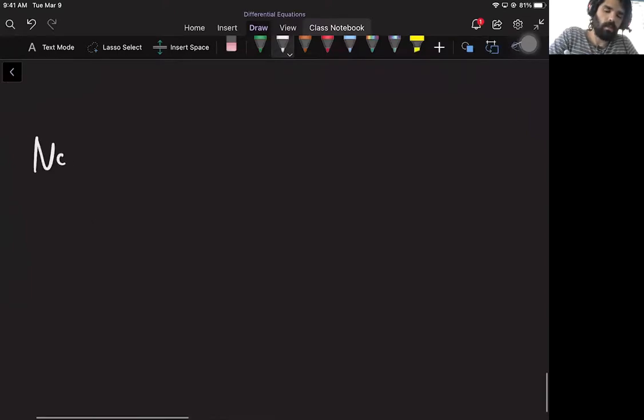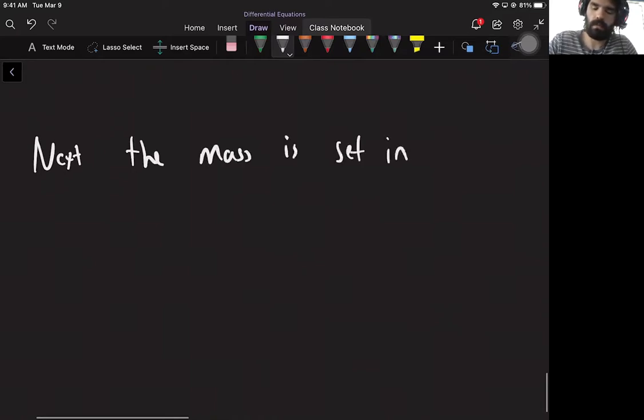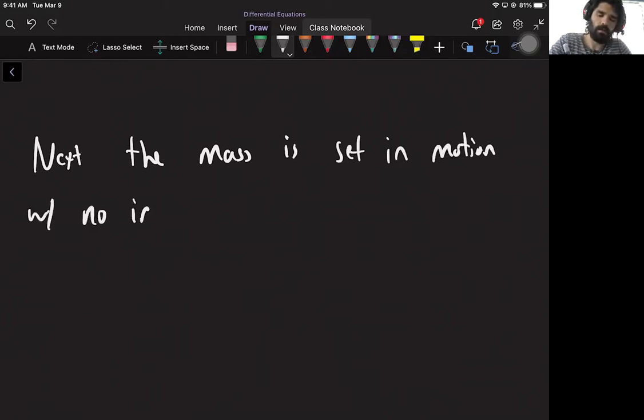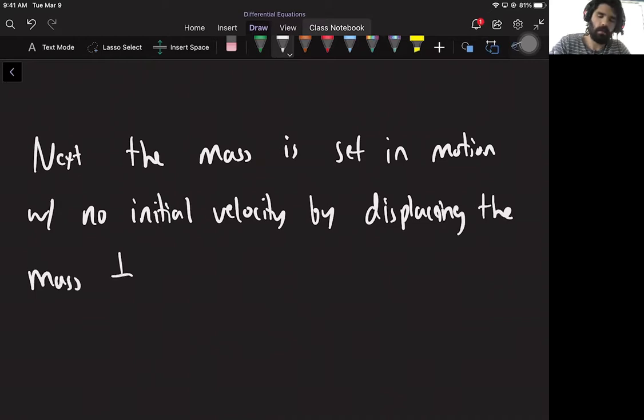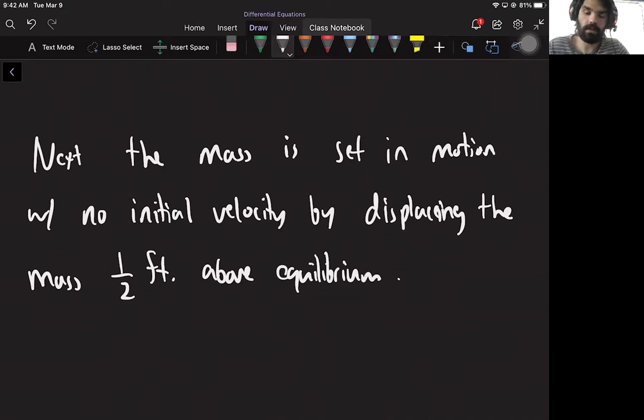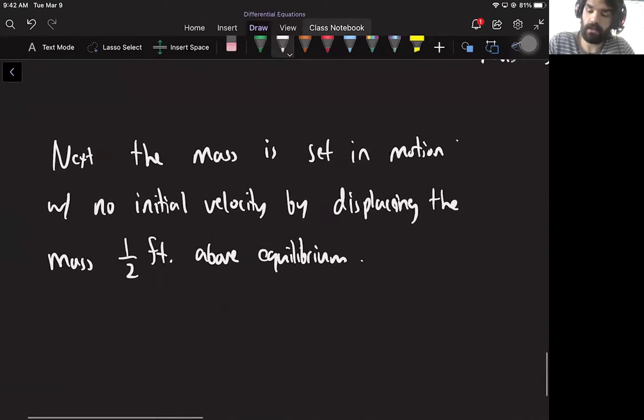So next, the mass is set in motion with no initial velocity. So nobody taps on it or anything to get it going, but instead they just displace it, displacing the mass 1/2 feet above equilibrium. So this type of sentence is what tells us our initial conditions.